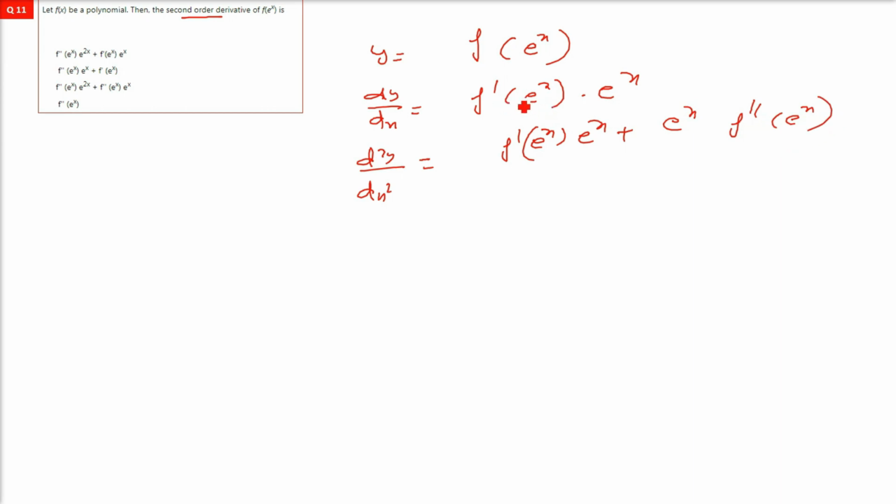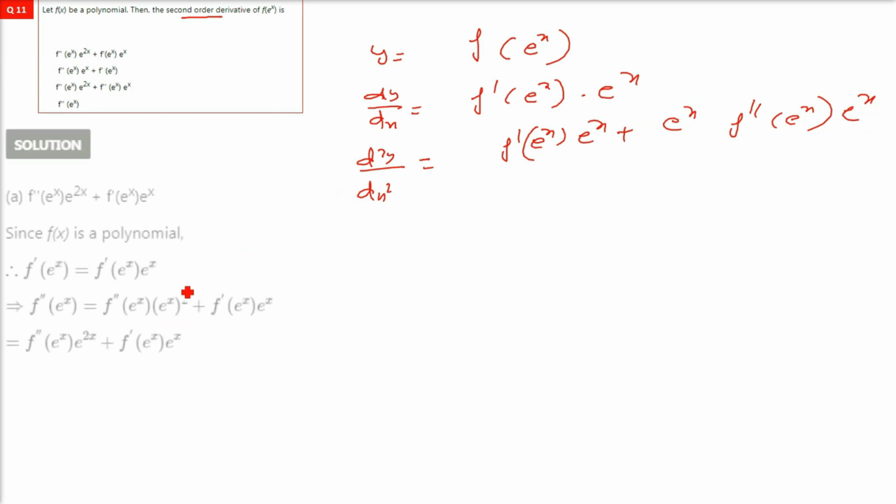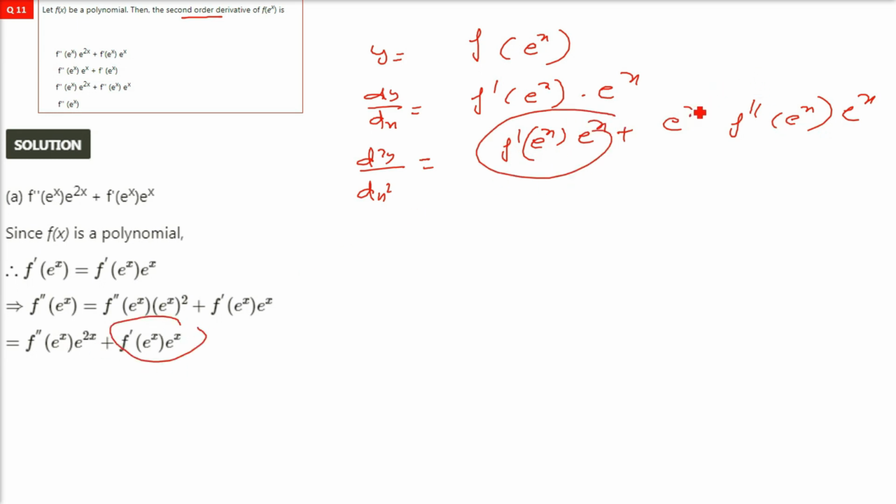Alright? But you will not stop here. Inside that, e to the power x is there, so you have to differentiate that also. So when you do this, you see that this is going to be the final solution. For the second term, e to the power x and e to the power x, when you add the powers, it will be e to the power 2x. So f double dash e to the power x, e to the power 2x will be the second term. The first term you already know. It is e to the power x, f dash e to the power x.